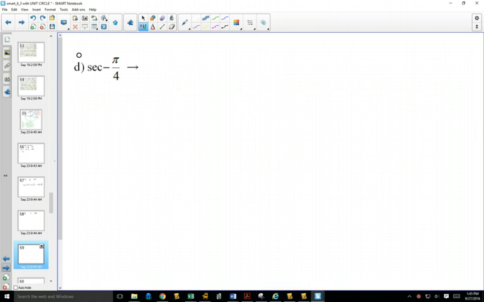For secant of negative pi over 4, you're first going to think about the reciprocal. So we're going to figure out what cos of negative pi over 4 is. Notice again, we don't flip the angle. We're going to flip the ratio, but not the angle for a reciprocal function. Family, pi over 4 family. What quadrant? Negative pi over 4? Quadrant 4.